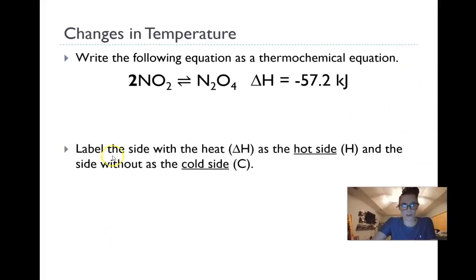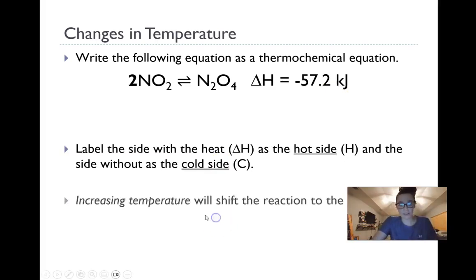So now I want you guys to write the following equation as a thermochemical equation. Nitrogen dioxide gas is converted into dinitrogen tetroxide. It's exothermic with negative 57.2 kilojoules being released. So I want you to label the side with heat as the hot side and the side without as the cold side, so with an H or a C.